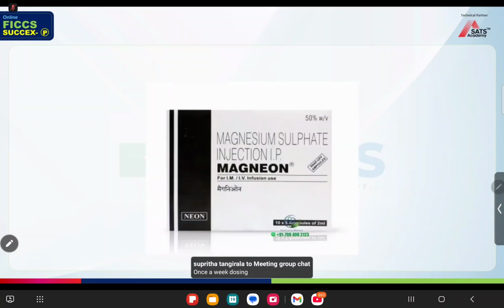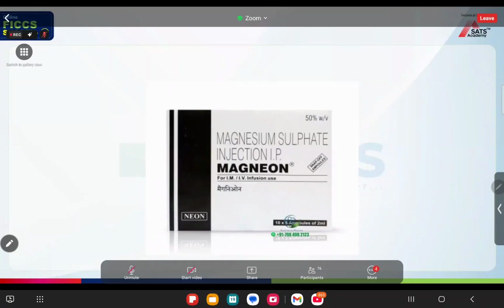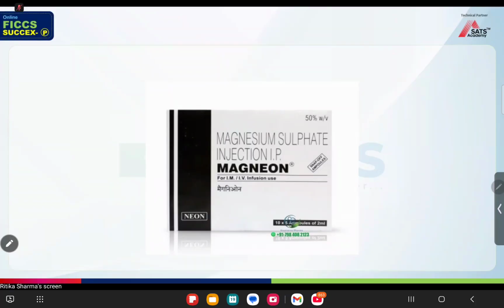Okay, what is this? It is magnesium sulfate, ma'am. Vial of magnesium sulfate. Tell me one important life-saving indication of magnesium sulfate. Ma'am, antiarrhythmic in torsades de pointes. Perfect. Other than that, as nebulization in severe bronchospasm it is known to be beneficial. Not much.